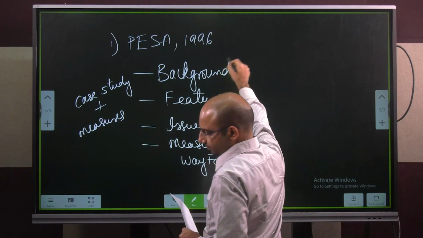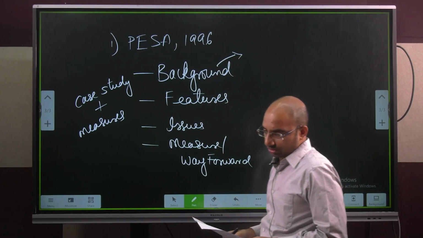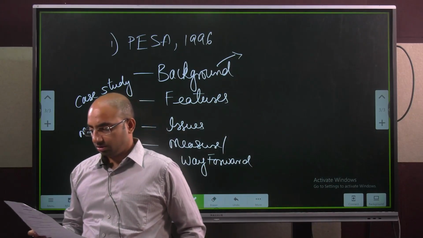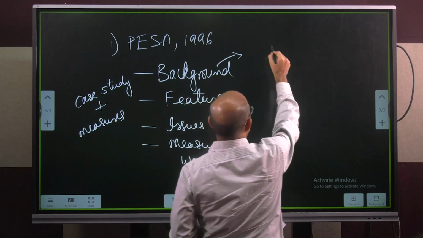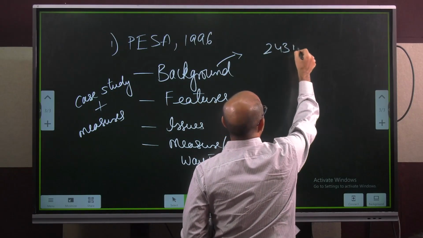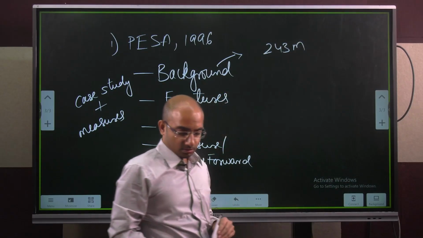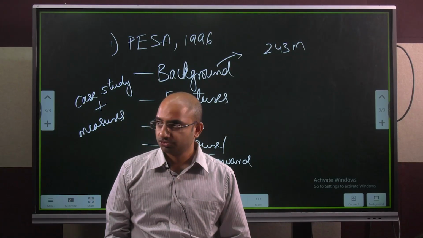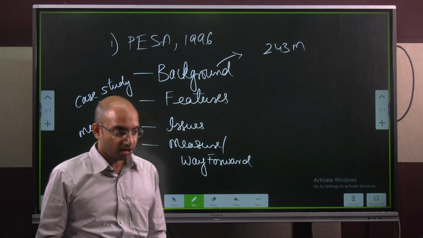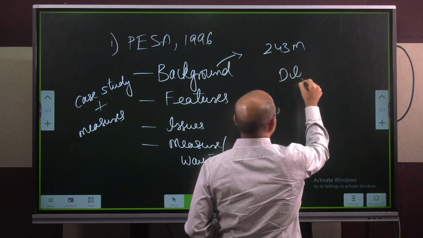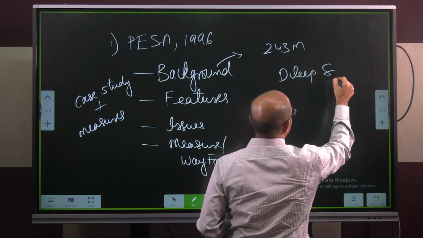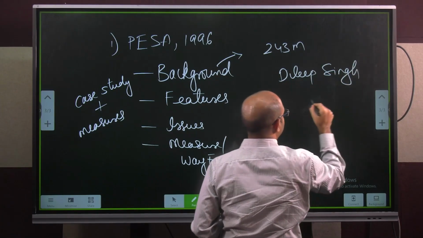So in background, please talk about the Panchayat Raj 73rd, 74th Amendment, and in that we have Article 243M. Article 243M says that the Panchayat Raj should be extended to 5th schedule areas also, and for that extent Dilip Singh Bhuria committee was constituted, and based on the Bhuria committee recommendations, PESA Act was enacted.